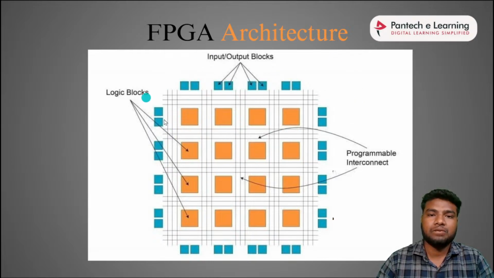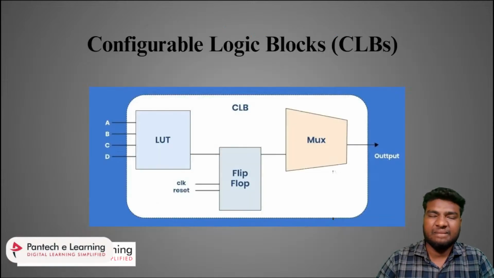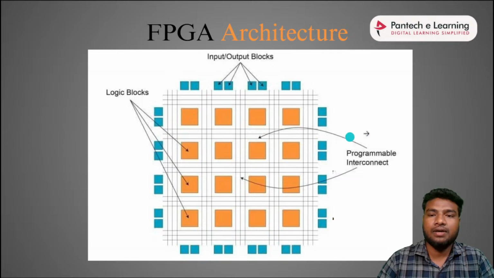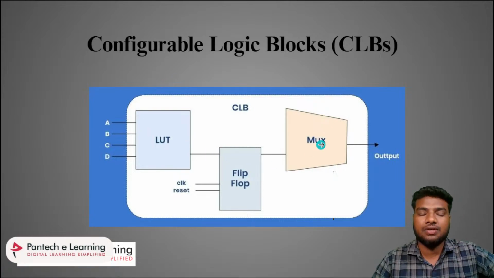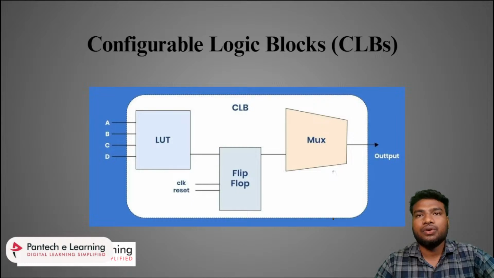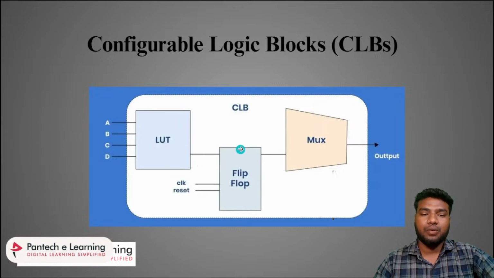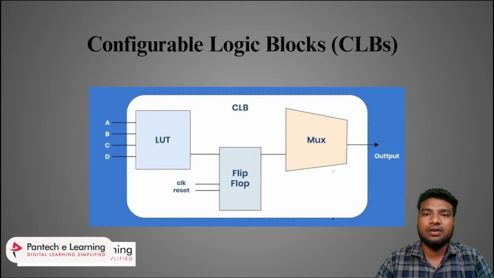So this is the architecture of FPGA. This is the CLB. Whatever block you see in the architecture, inside the block it has something like this. It has the lookup table, flip-flops, and the mux. Basically the lookup table is used to do combinational logic. Combinational logic means adders, full adder, half adder, and multiplexers. They come under combinational circuits. Flip-flops are used to do sequential logic like counters and registers.